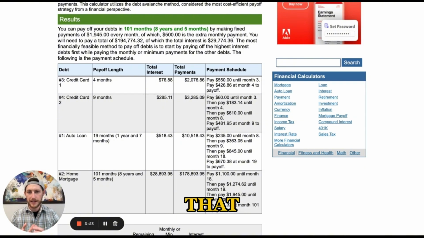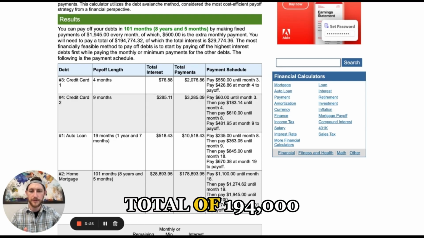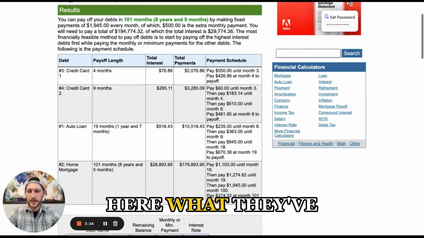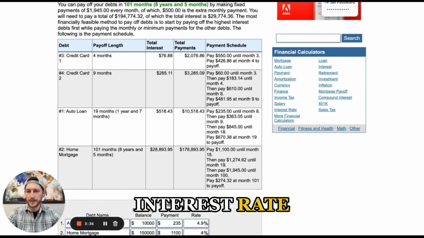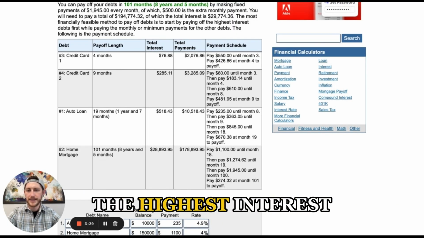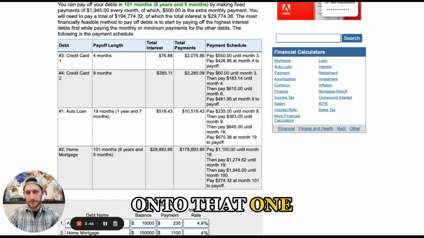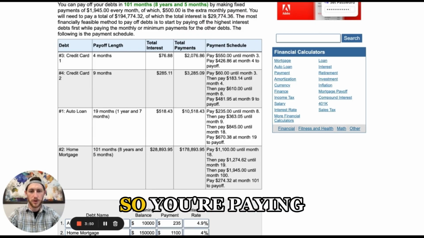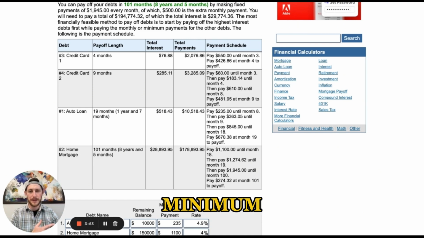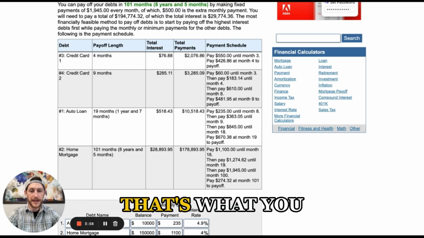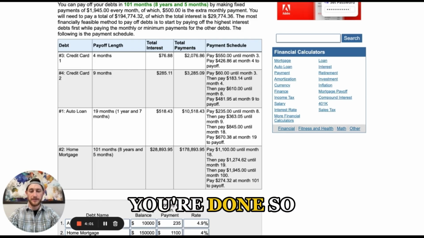If you do that, then you'd end up paying a total of $194,000 some odd, and the total interest is $29,000 some odd, okay? So you can see here what they've done is they've organized this by highest interest rate. So credit card number 1 had the highest interest rate, and by adding the extra $500 onto that one, we're able to pay that off in 4 months. So you're paying $550, which is the minimum of $50, plus the $500 extra. You're doing that until month 3. In month 4, that's what you have left. And then after month 4, you're done. So your total payments are that much, total interest, that much.